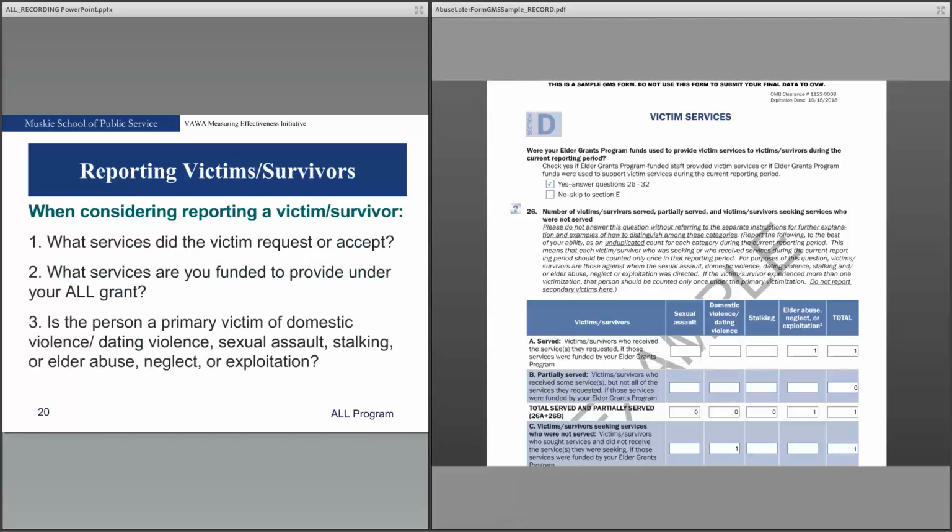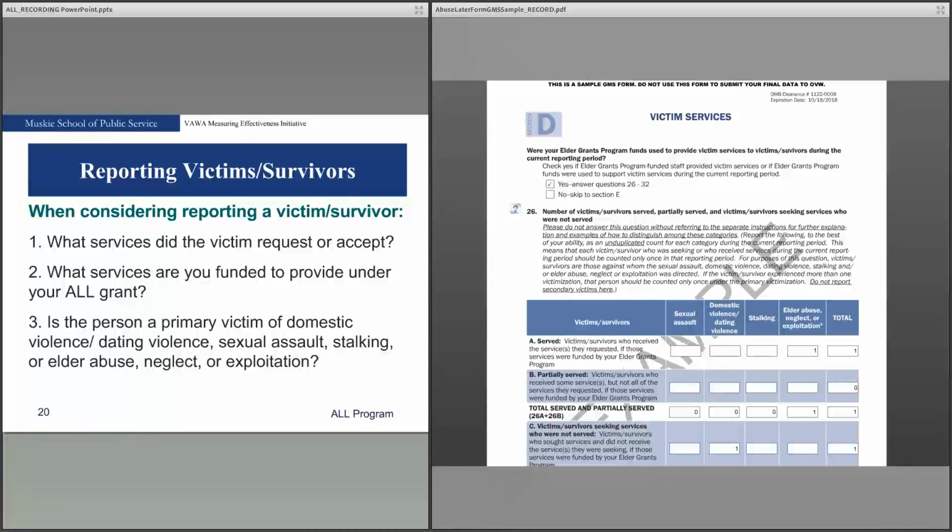When considering reporting a victim survivor on your progress reporting form, you must keep in mind 3 different questions. What services did the victim request or accept? The victim survivor has to request or accept services before you would count them in the victim services section. Next question, what services are you funded to provide under your ALL grant? Only report in the victim services section on grant-funded requested services you provide, not services you provide with other funding.